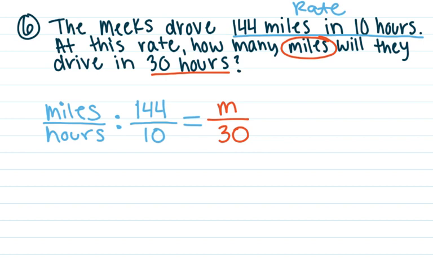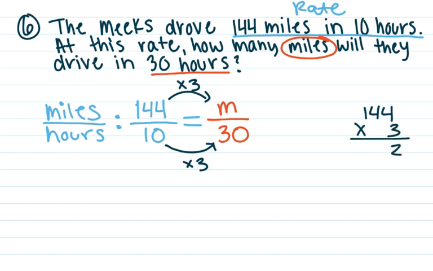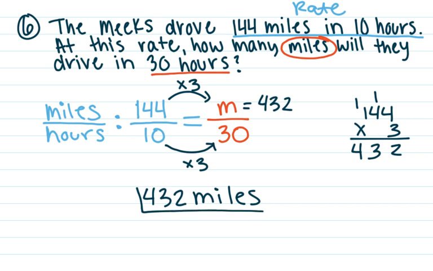Now we're going to go ahead and jump in and start to solve this. So what do I do to 10 to make it become a 30? Well, I'm going to multiply times 3. And then I'm going to do the same thing on the top here. So over to the side, I'm going to do that scratch work. That's 144 times 3. Okay, carry my 1. And so I end up finding out that it is going to be 432 miles. So my final answer to answer the question that the problem asks is that the Meeks will be able to drive 432 miles in that 30-hour time frame.